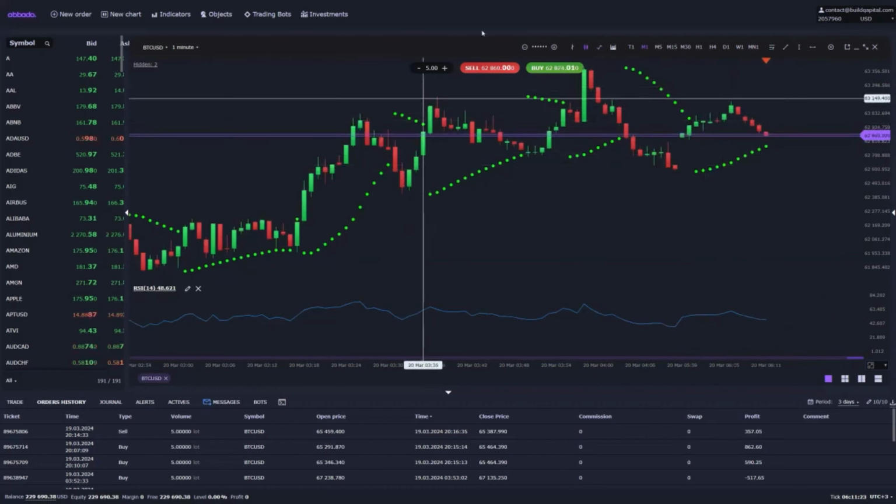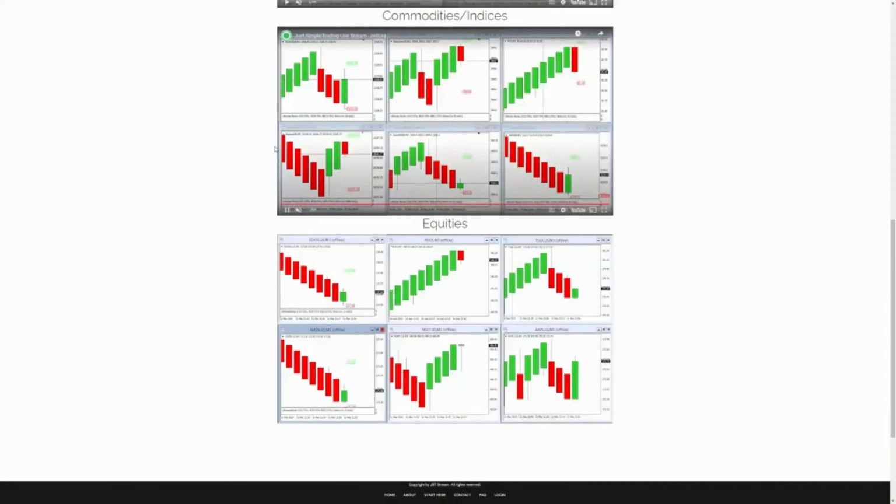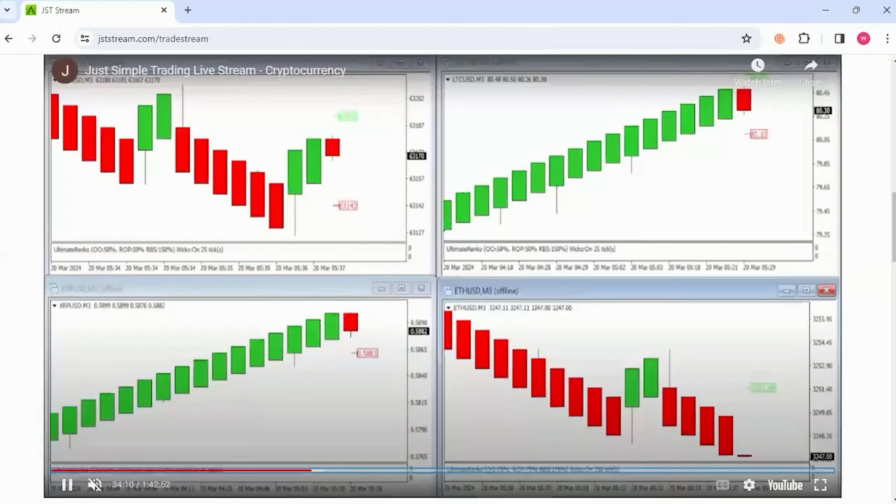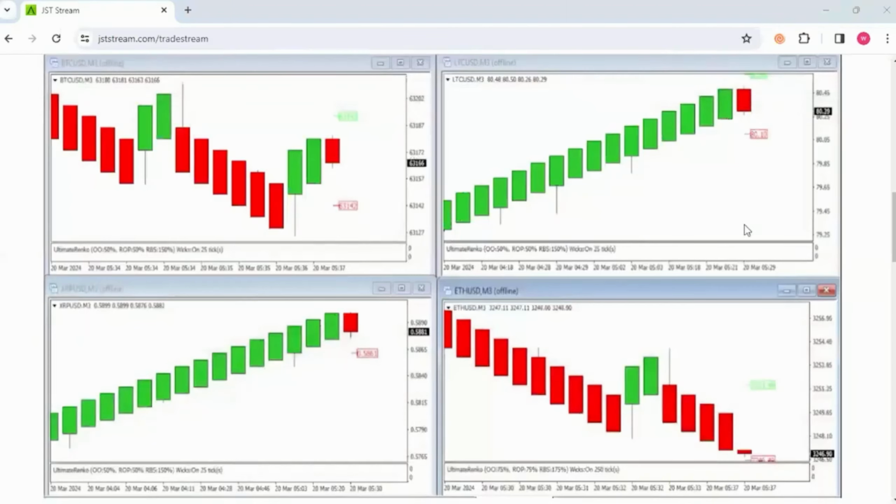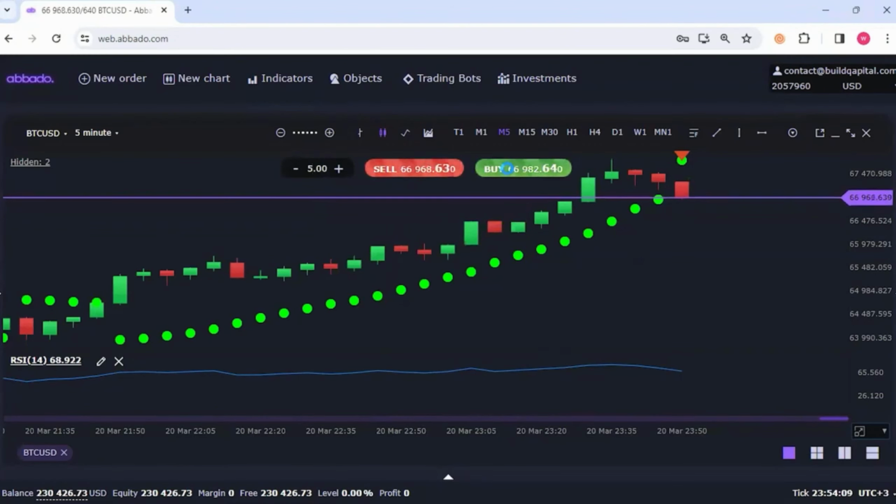Here, let me actually show you how to enter a trade. Let's go ahead and look at the range bars here. We're going to be looking at Bitcoin, and we have the other markets also available: forex, crypto, commodities, indices, as well as equities, so stocks. As you can see, we're starting to get this green candle forming on the range bars on Bitcoin. So what we're going to do is enter this buy trade, or a long position, right here.